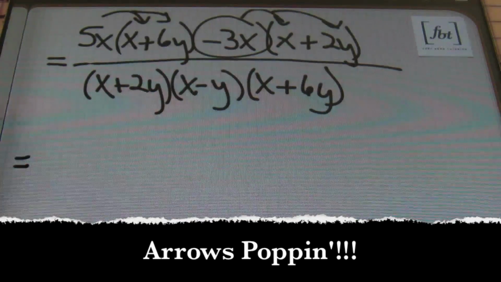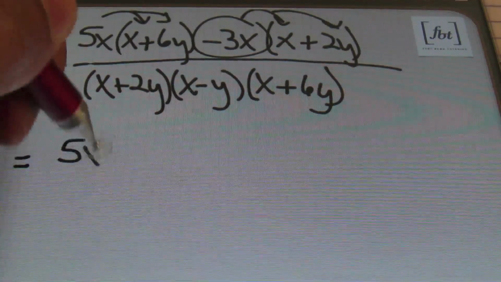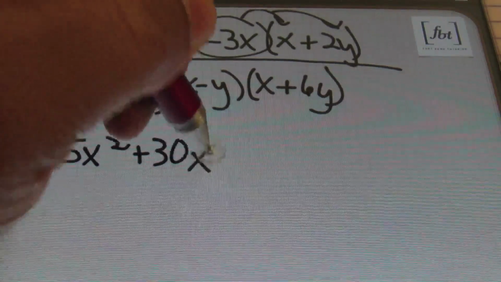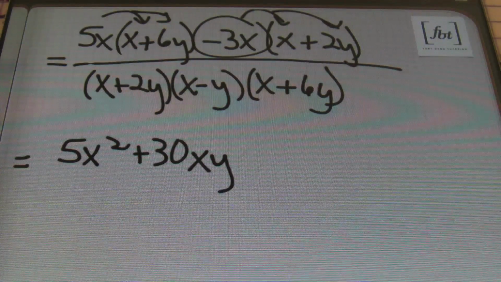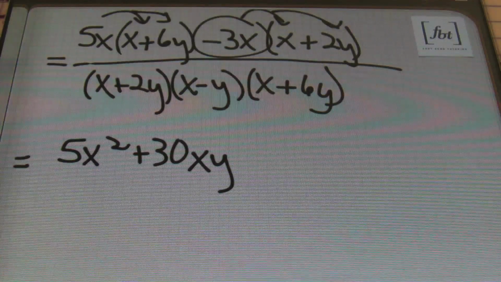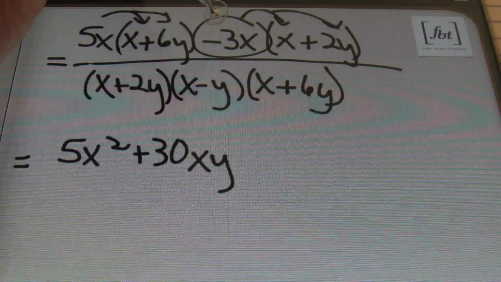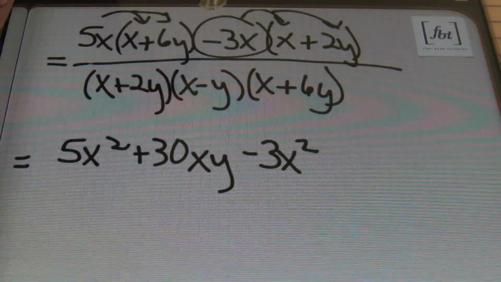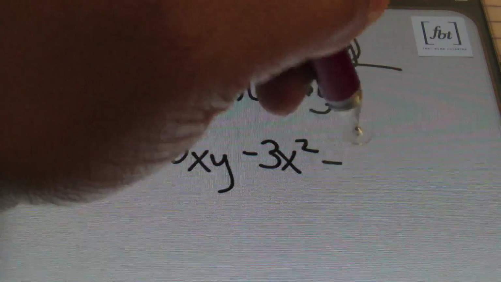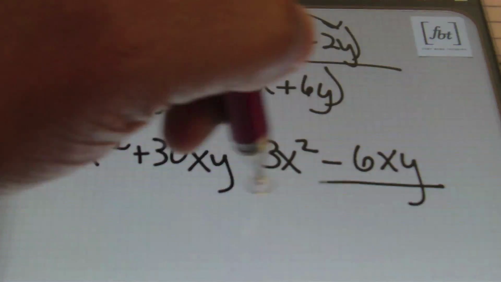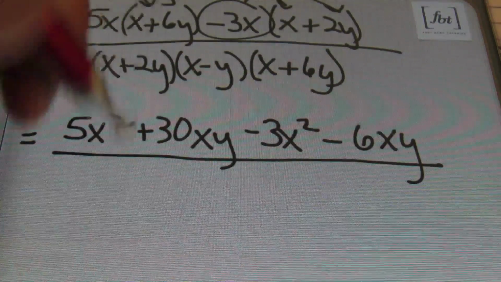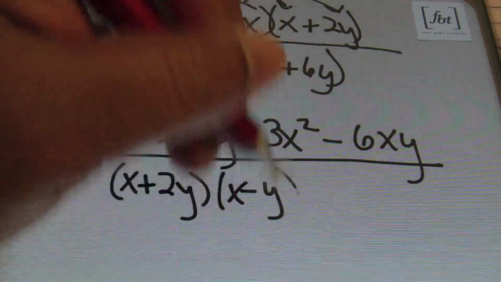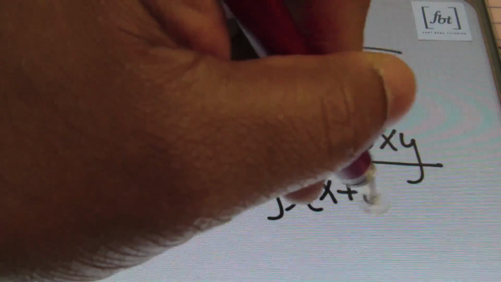So 5x times x gives me 5x squared. 5x times 6y is going to give me a positive 30xy. Notice how I'm writing my variables in alphabetical order. That's going to help me identify any like terms later on. Then I have negative 3x times x. This gives me negative 3x squared. I also have negative 3x times 2y. This gives me negative 6xy. All of this is going to be over the common denominator, which is going to be x plus 2y times x minus y times x plus 6y.